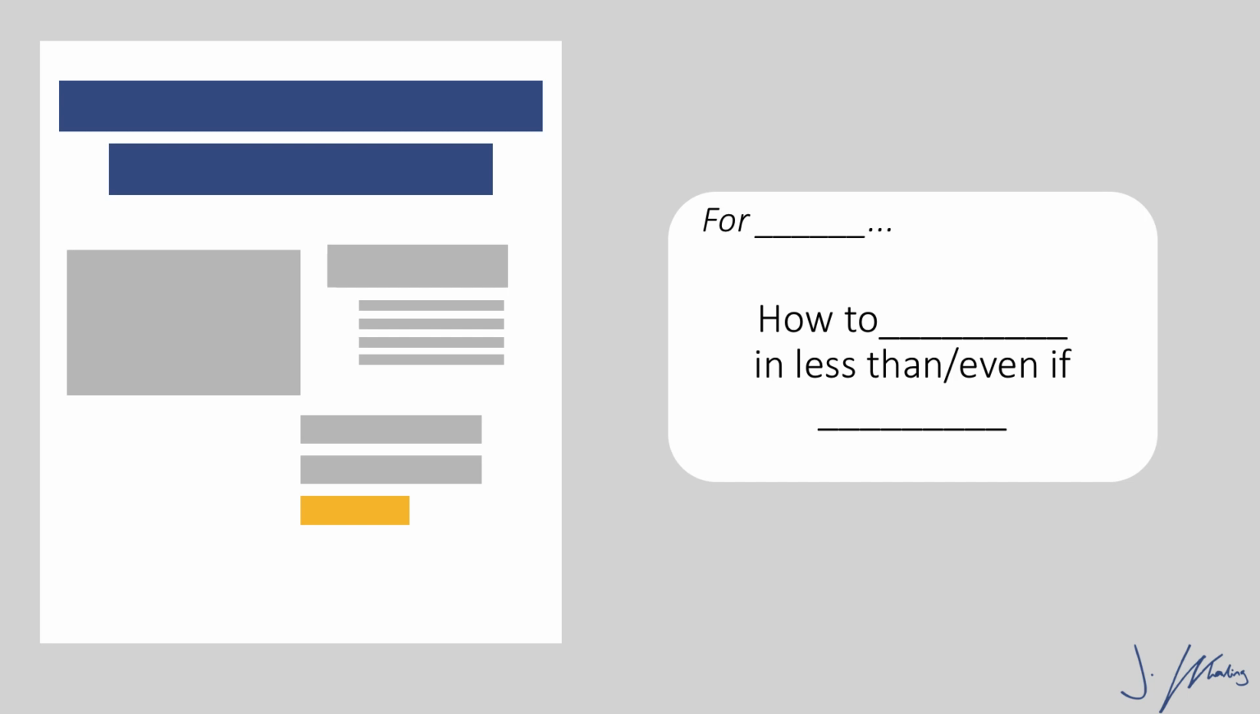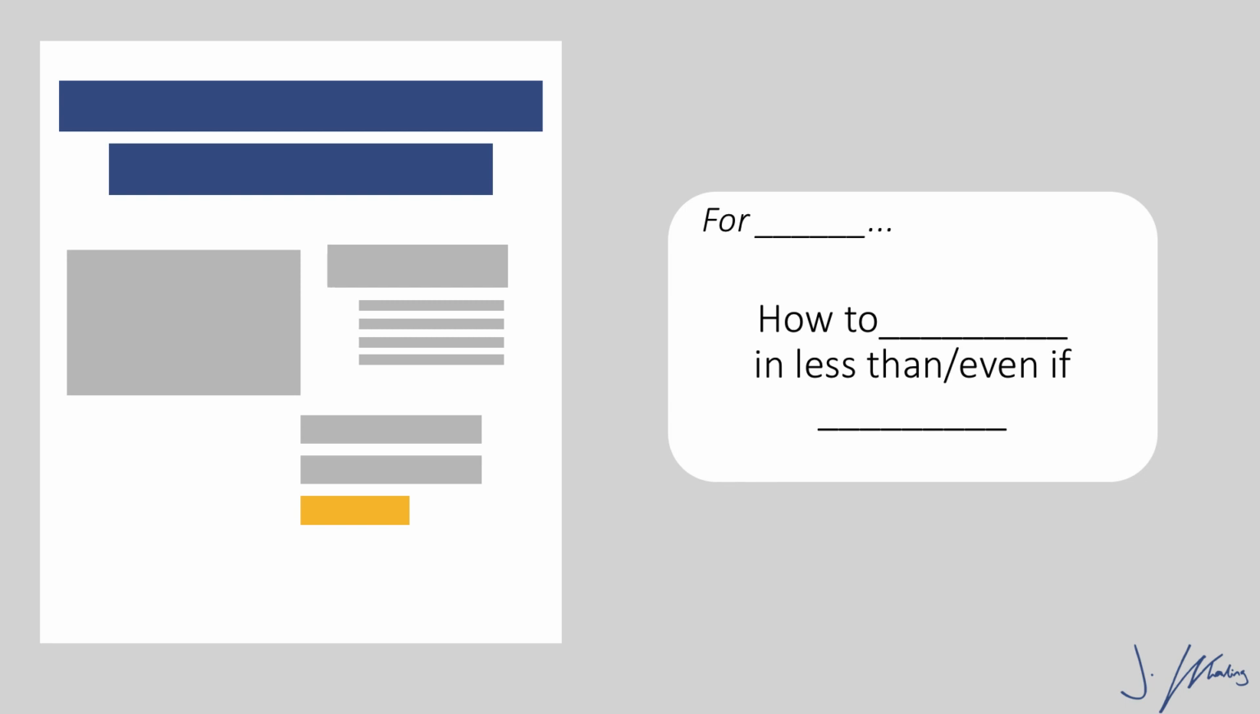And then the next line for your headline, it can be how to blank, just fill in the blank with what they're going to be able to do as a result of getting the free guide. So how to run faster, how to be a better husband, how to be a better wife, how to climb the corporate ladder faster. Just fill in the blank there. And then you can have one of 2 modifiers.